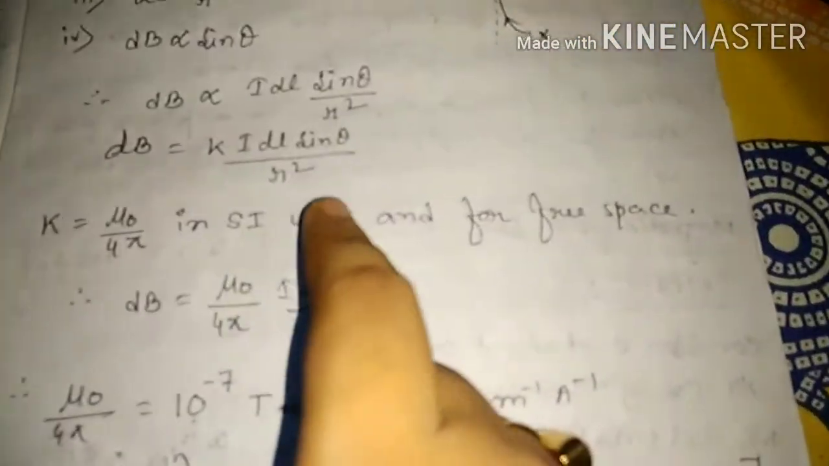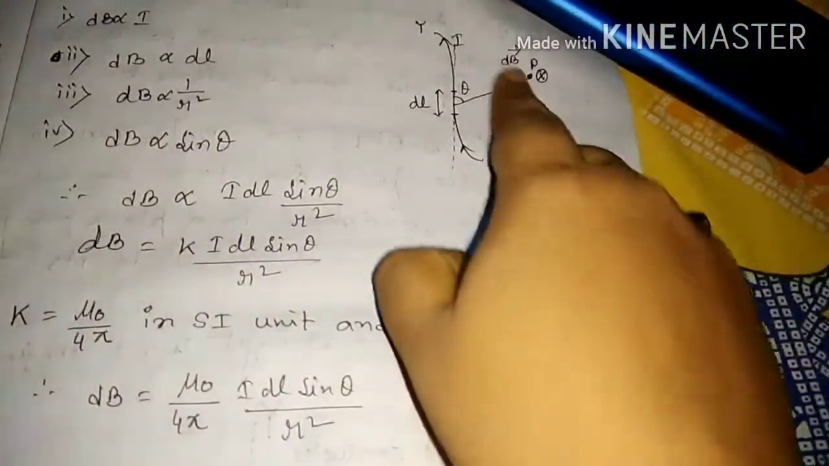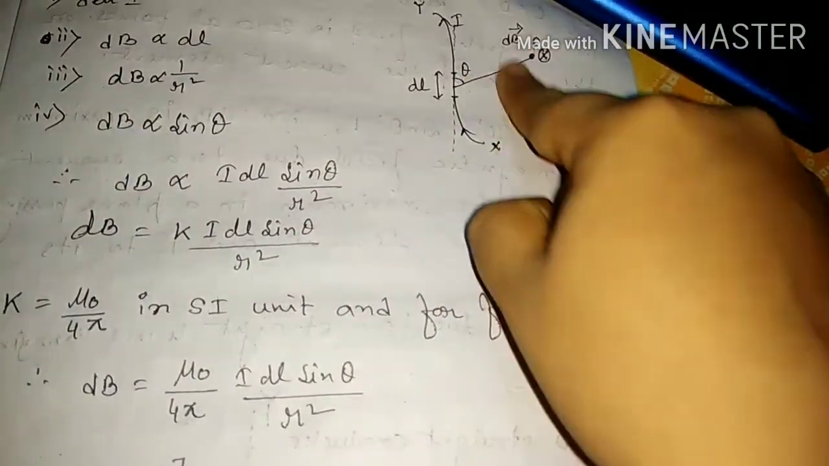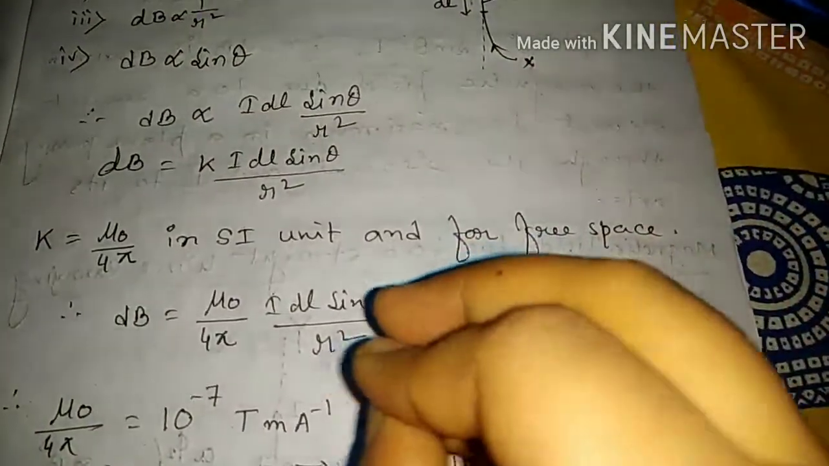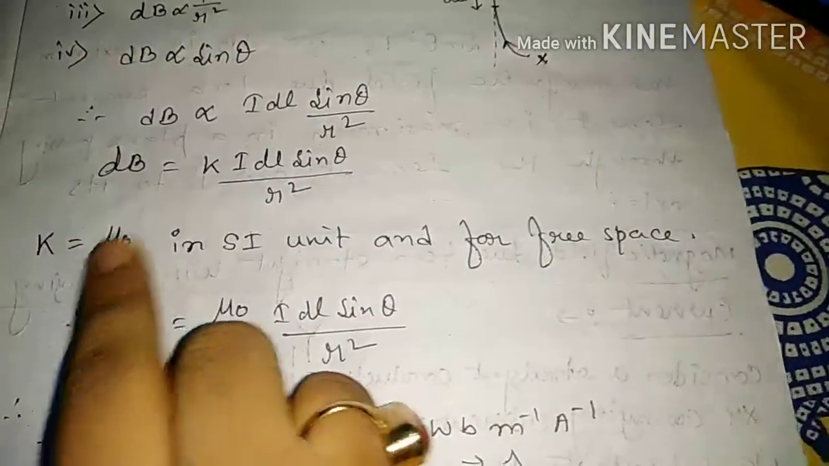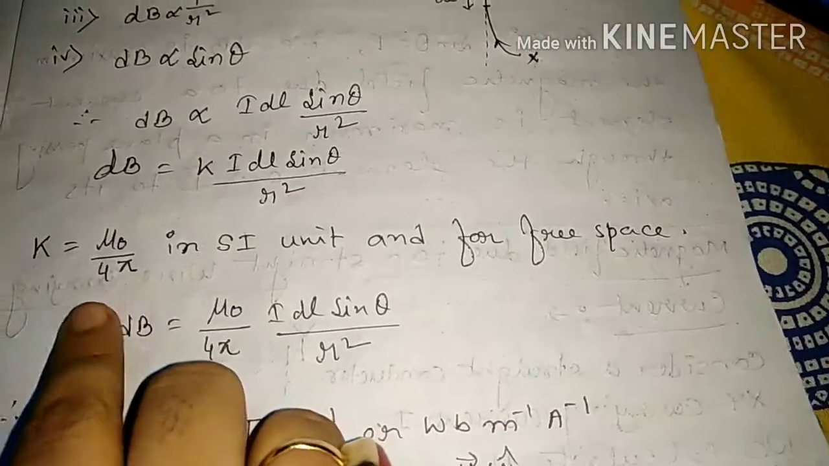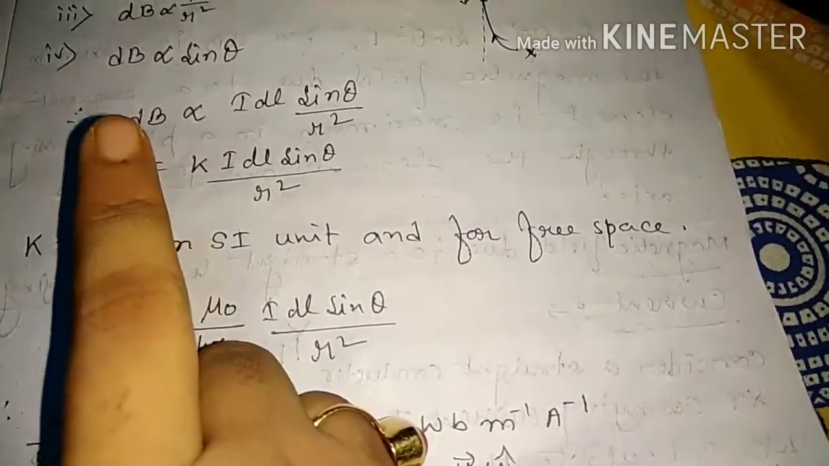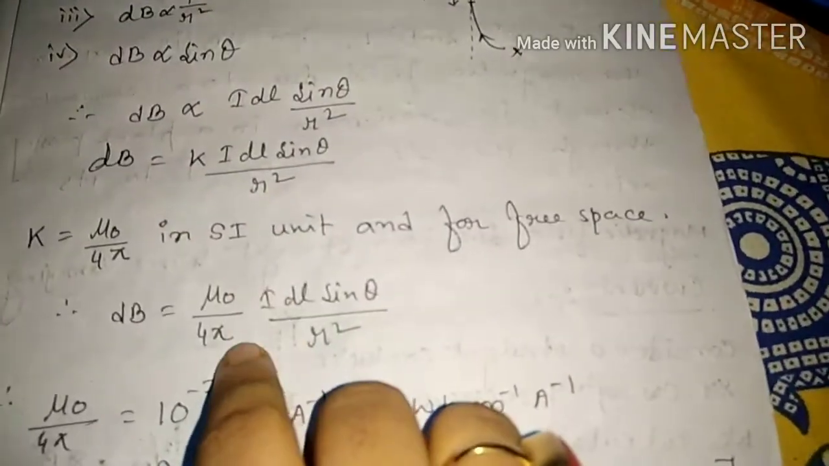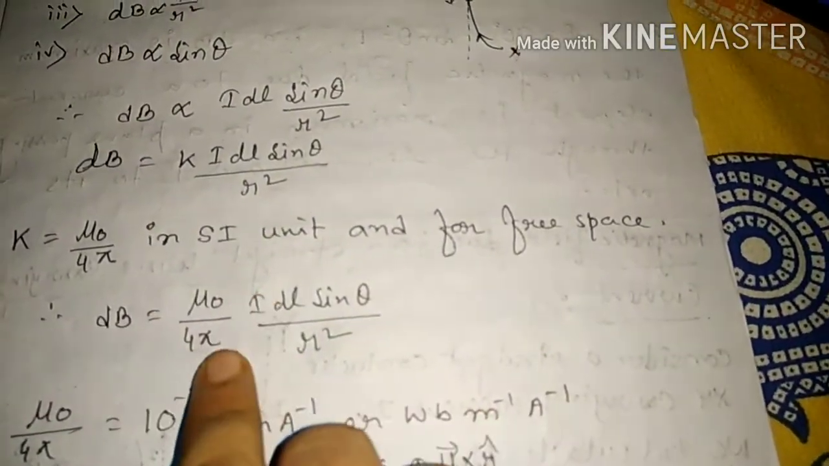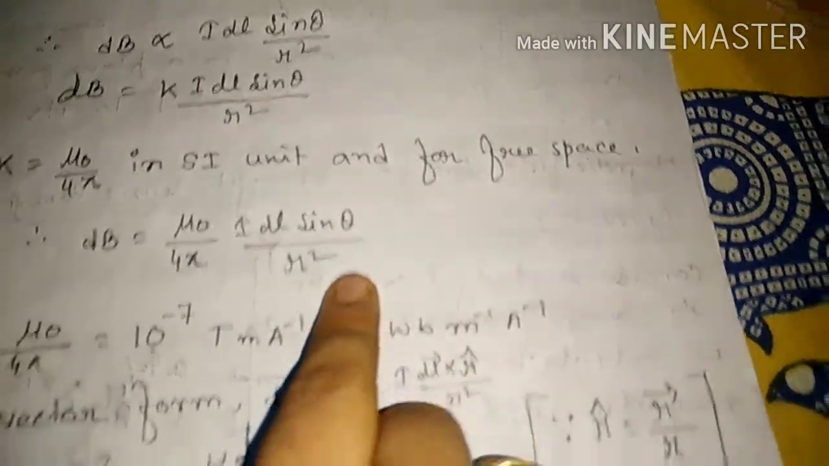In SI units, for free space, if we consider the point between the dl and P, here the space is free space, or the air medium, or the vacuum medium. If we determine it in SI units, the value of k is mu 0 by 4 pi. Mu 0 is the permeability of free space. So in place of k, if we put it over there, dB equals mu 0 by 4 pi I dl sine theta by r square.